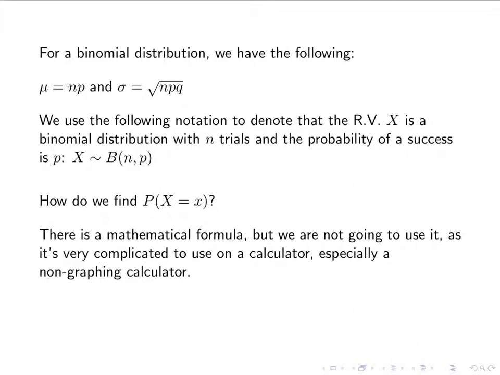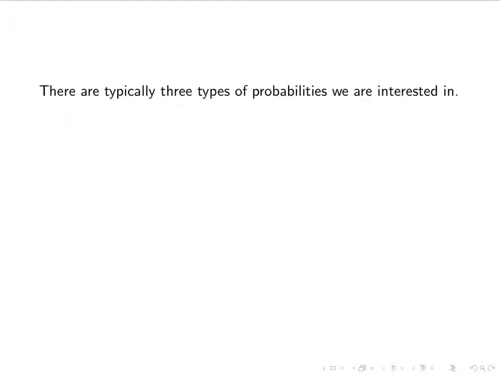There is a mathematical formula, but we're not going to use it. It's a little complicated, and instead we're going to use Excel. So Excel has a really nice formula. It's already built in for binomials. So we're going to go over how to use that. There are typically three types of probabilities that we're interested in.